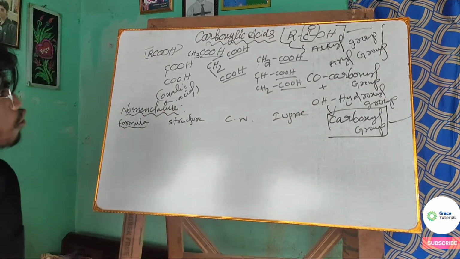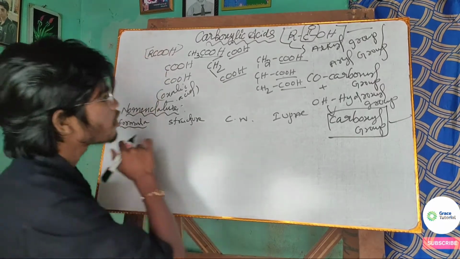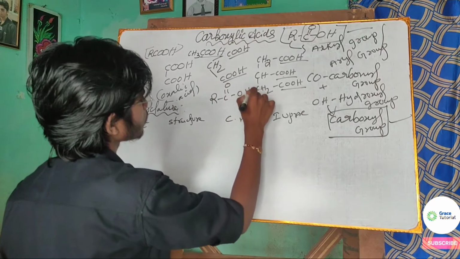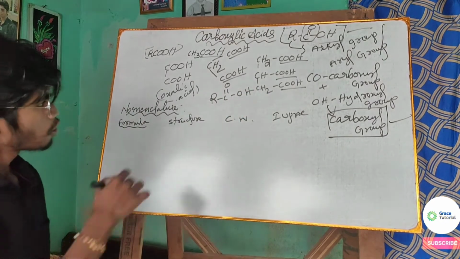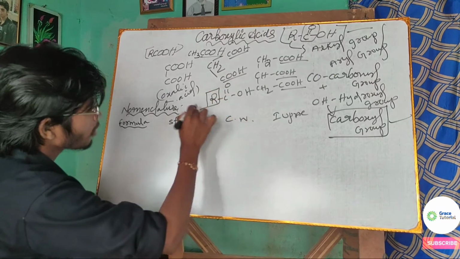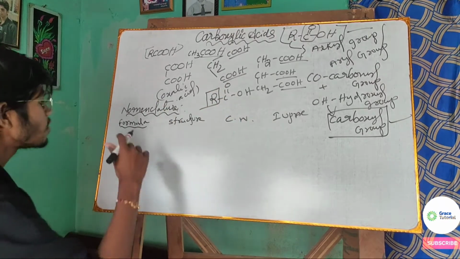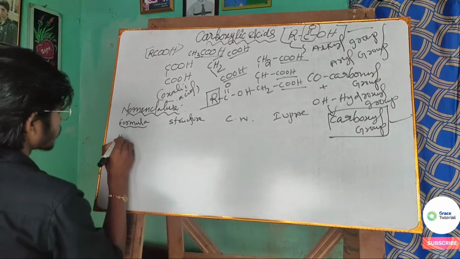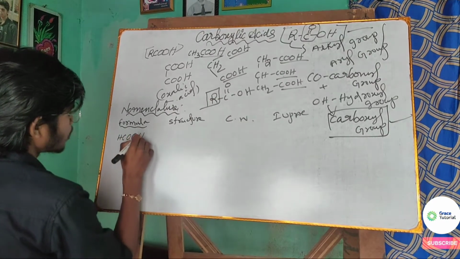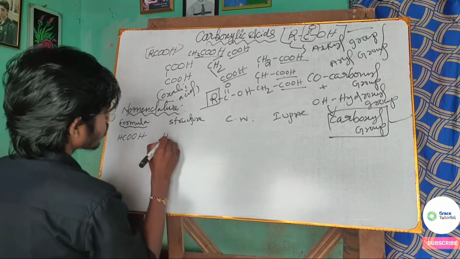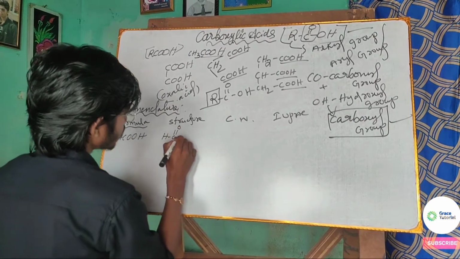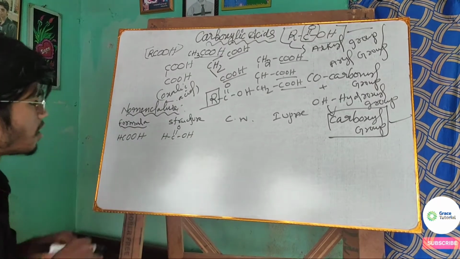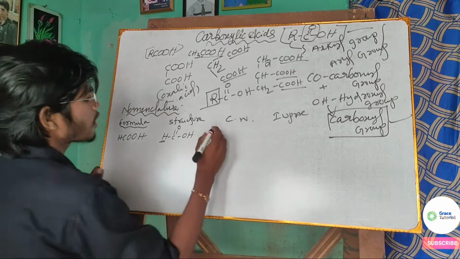So based on the general formula RCOOH, if you place a hydrogen atom in the place of R, what formula is obtained? The formula is HCOOH. But structure-wise, we need to write HCOOH. So what is the common name of this compound? Since hydrogen is attached, we can say form.